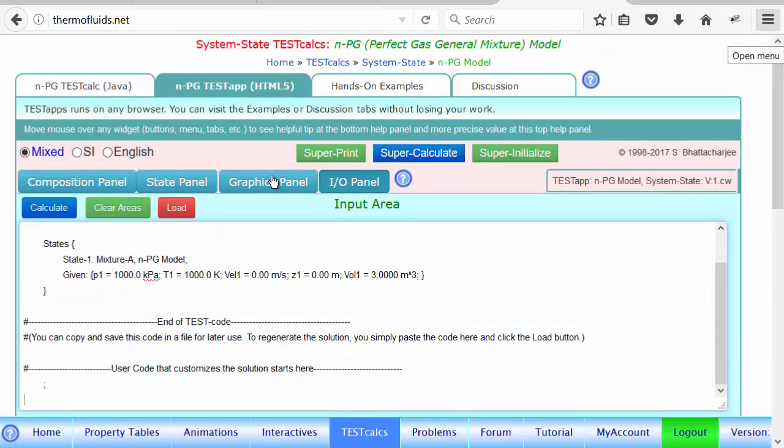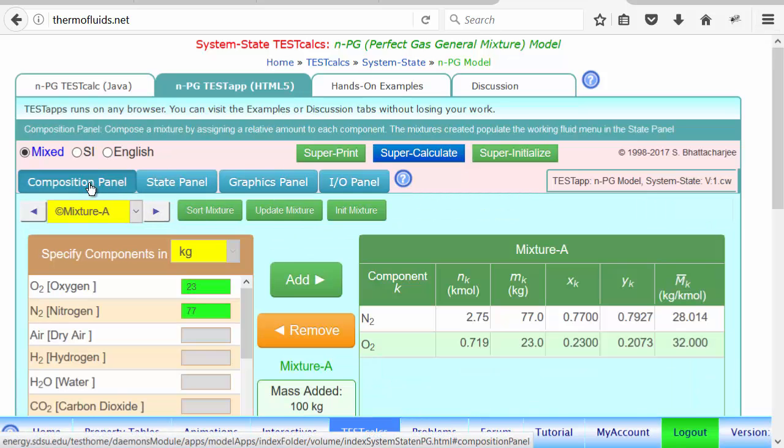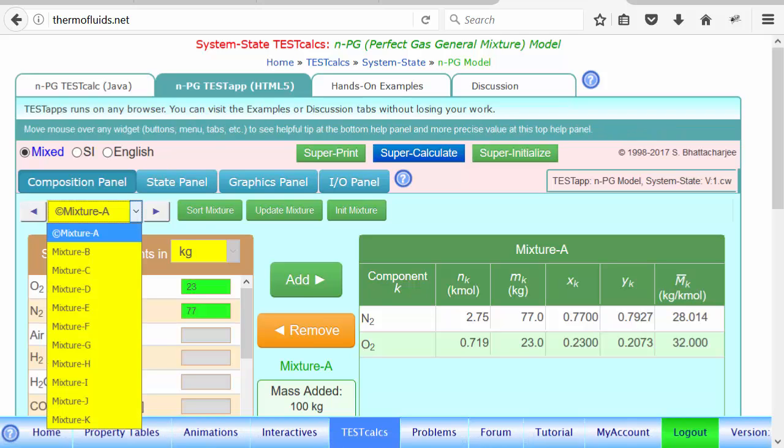Everything else is the same as any other TEST step, except the working fluid is composed here as a gas mixture, and we can make as many working fluids as we want: mixture A, mixture B, mixture C. So you can see the possibilities, and we'll solve a little more exciting problem in the next example.